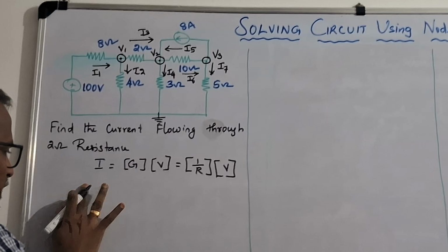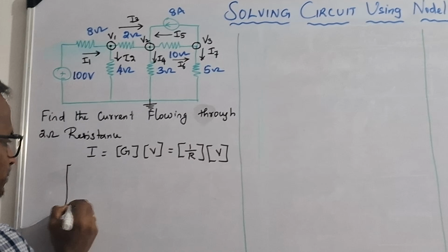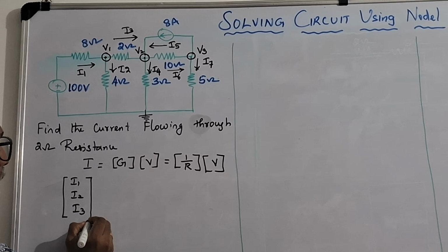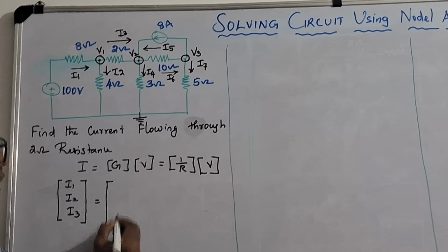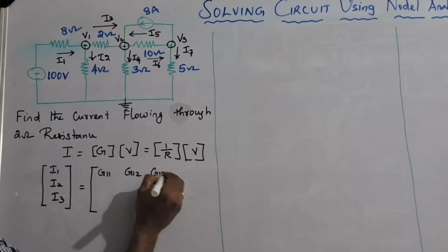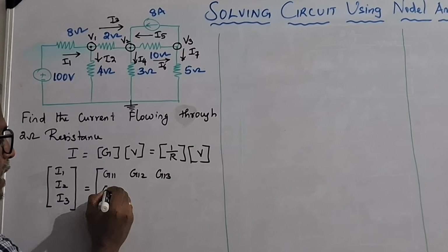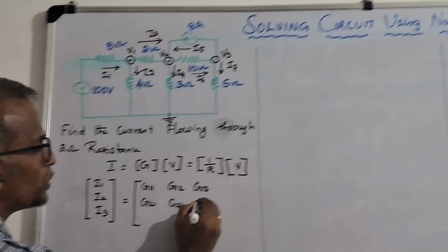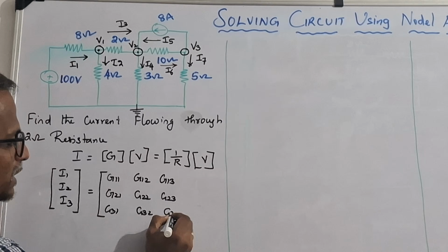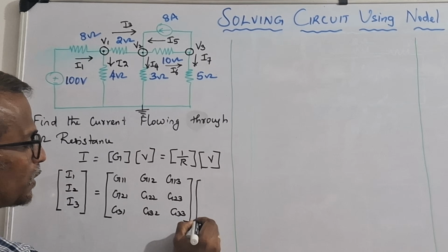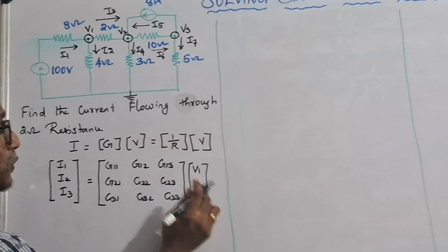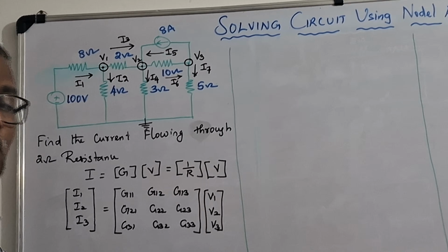So we can write it this way. I is nothing but I1, I2, I3, that is equal to the G matrix. As I already told you, we have a 3 cross 3 matrix: G11, G12, G13, G21, G22, G23, G31, G32, G33, into the voltage matrix V1, V2, V3. That means V1, V2, V3 are the voltages of the particular nodes.